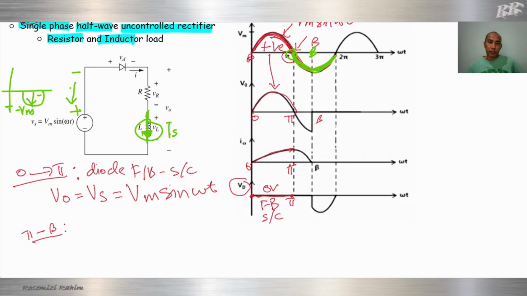IS, current source. So it will supply current to the source and also to the diode and also to the resistor. When current flows through this resistor, it will dissipate energy, dissipate power.